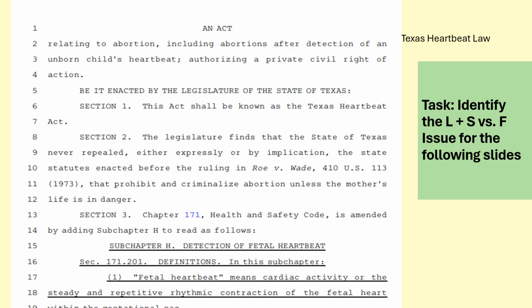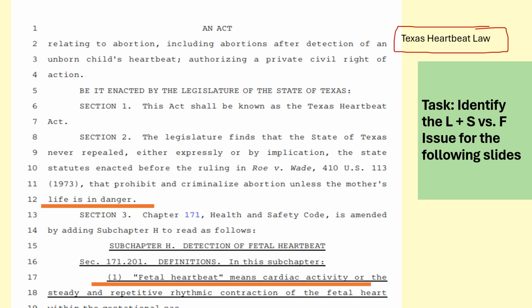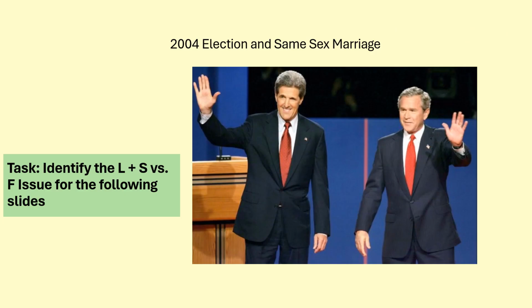This is a more recent state legislation. This was the Texas Heartbeat Law. And we see once again if the life is in danger, but then they bring up the issue of looking at a fetal heartbeat, and that seems to be the way this state is defining life. In the 2004 election, there was a lot of talk during the debates about passing a constitutional amendment to define marriage.